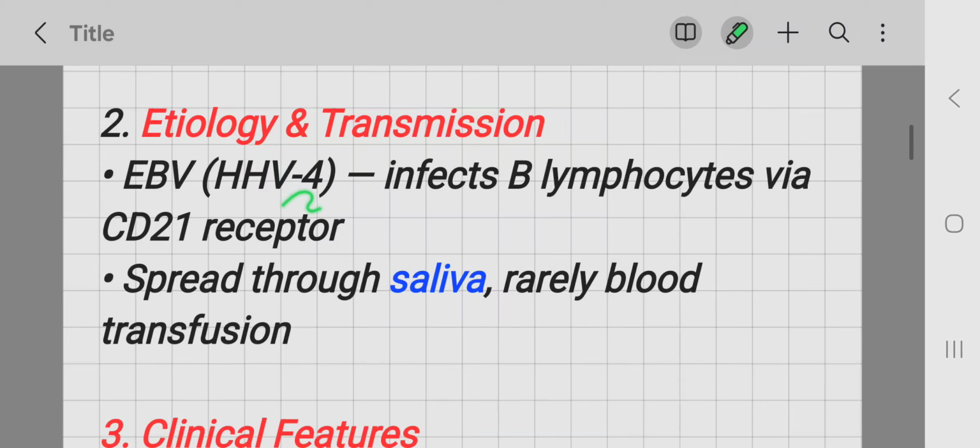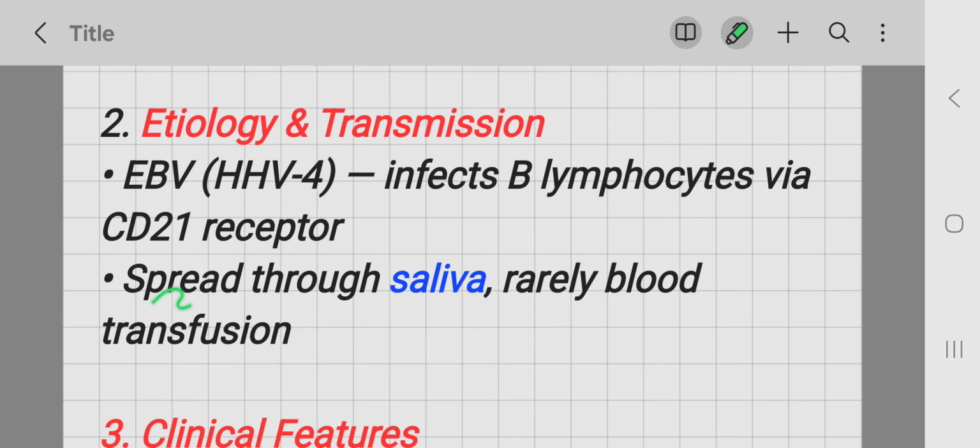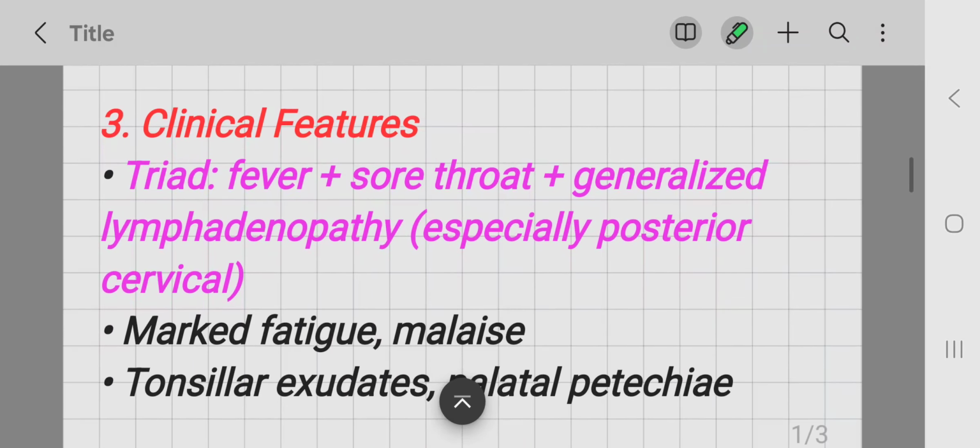How is it transmitted? It is caused by Epstein-Barr virus, which is also known as human herpes virus 4, and it infects the B lymphocytes via the CD21 receptor that is present on the surface of the B lymphocytes. It spreads through saliva, and rarely blood transfusions can lead to its transmission, but mainly it is spread through saliva, and when it spreads through saliva it infects the B lymphocytes inside the lymph nodes.